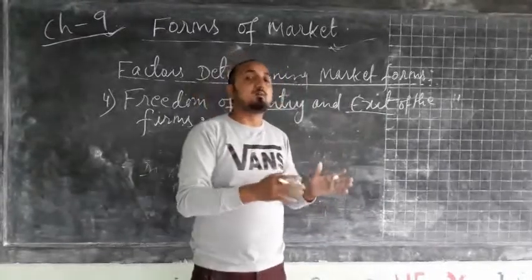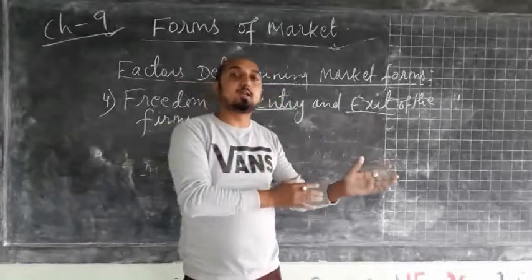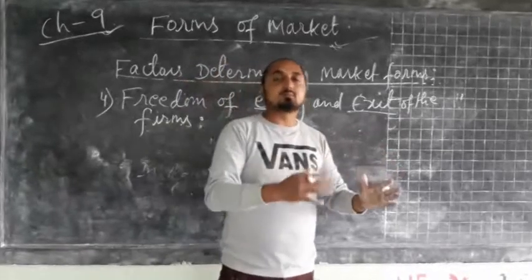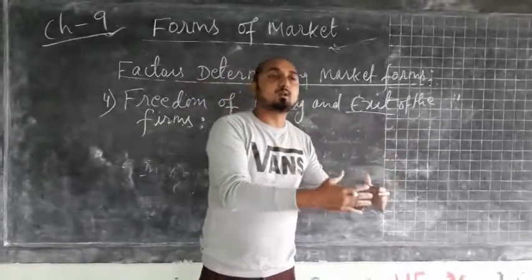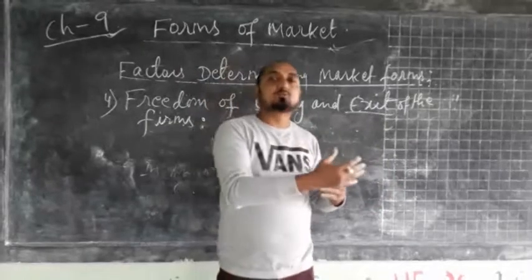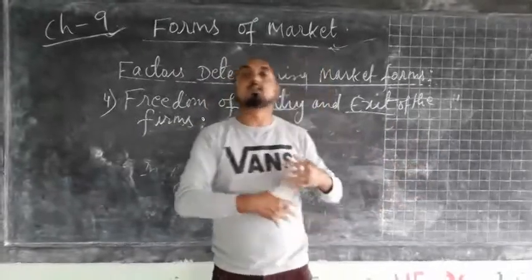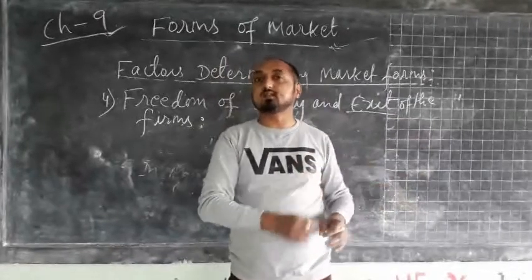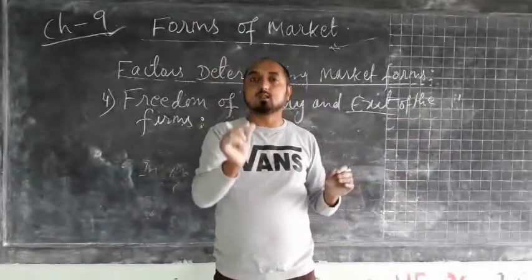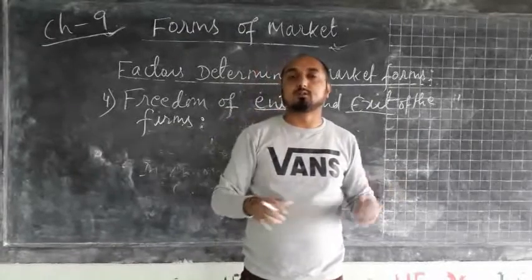Whereas in the case of free entry and free exit, suppose in the case of a perfectly competitive market, entry is free, so the number of sellers will be more. New firms can enter and start the business. So in that case, the firms will be earning only normal profits.